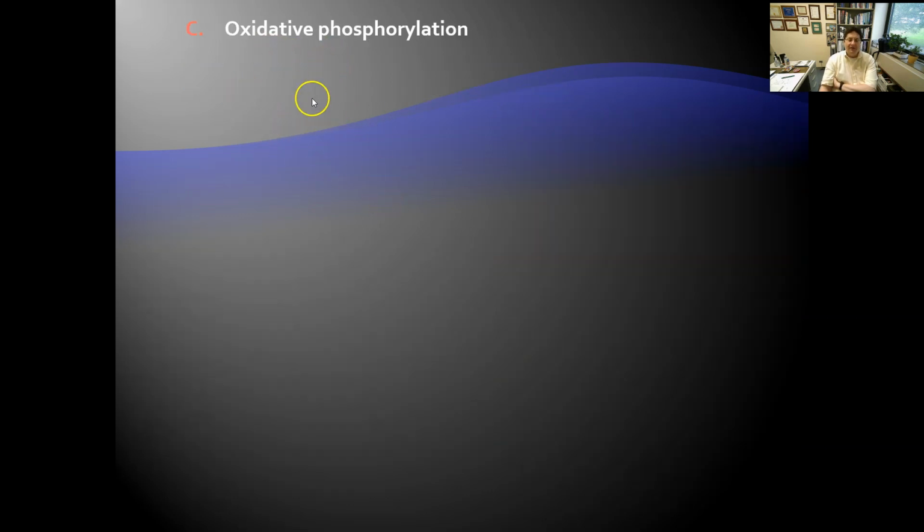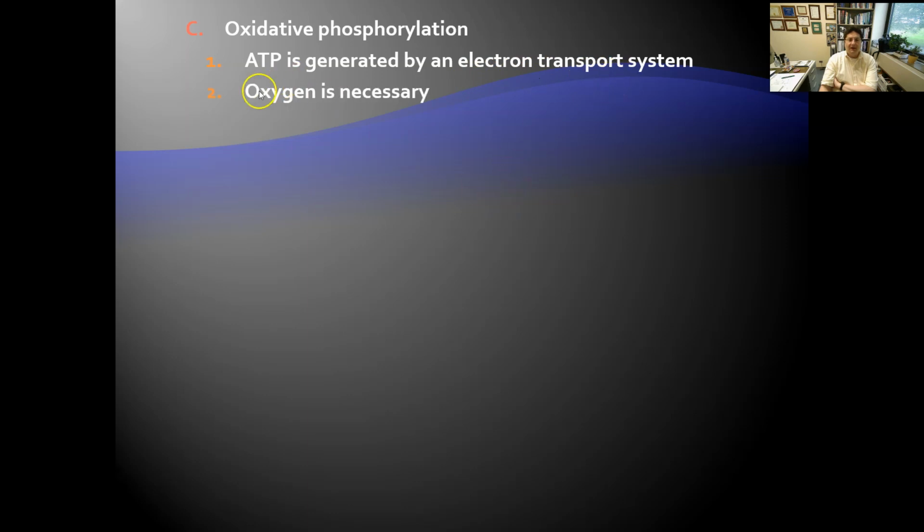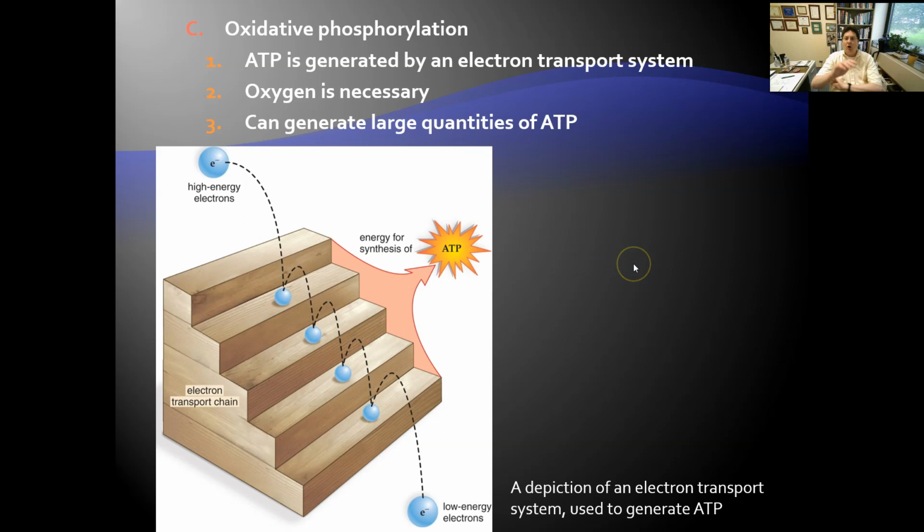A third way is called oxidative phosphorylation, and this can give us the most energy. What this refers to is where we're going to make ATP through the use of an electron transport system. Oxygen is necessary, but you can generate large quantities of ATP. Now, all we mean by an electron transport system is we're going to take an electron and hand it off to a molecule. And then that molecule is going to hand it off to another molecule. And that molecule is going to hand it off to another molecule on down the chain.